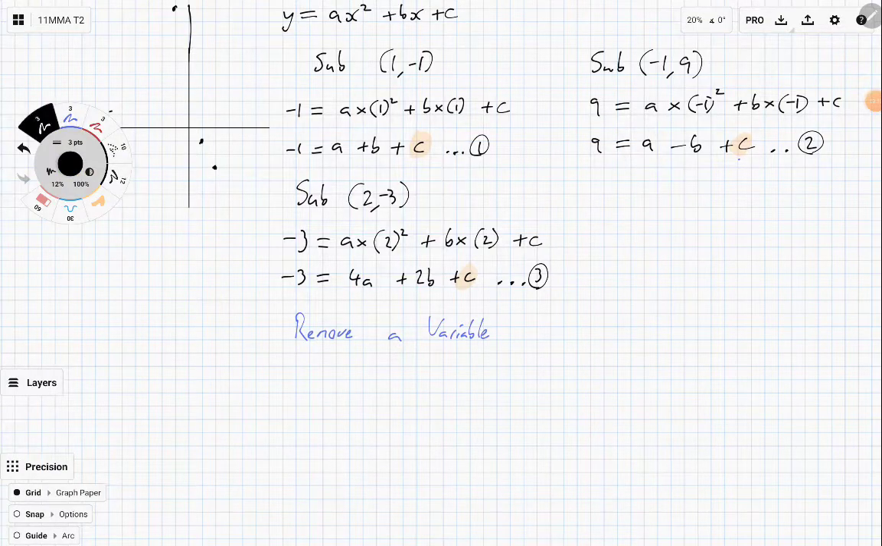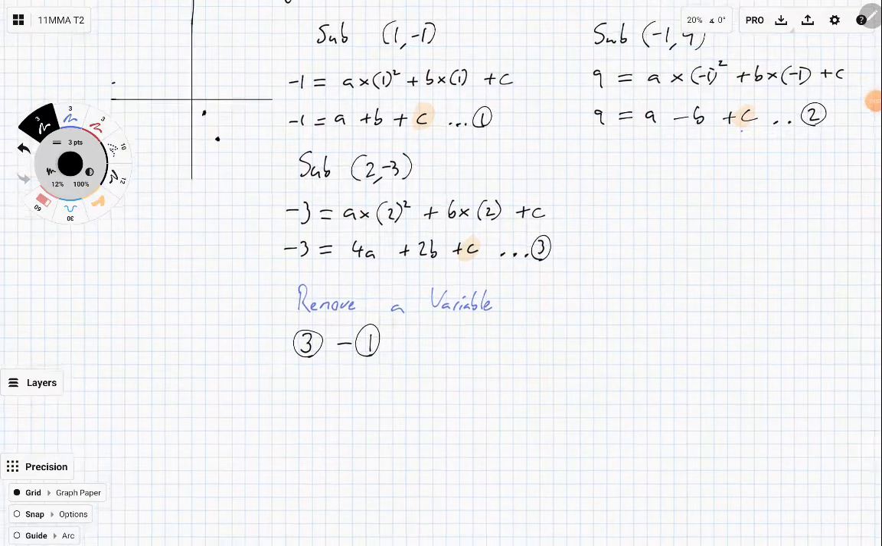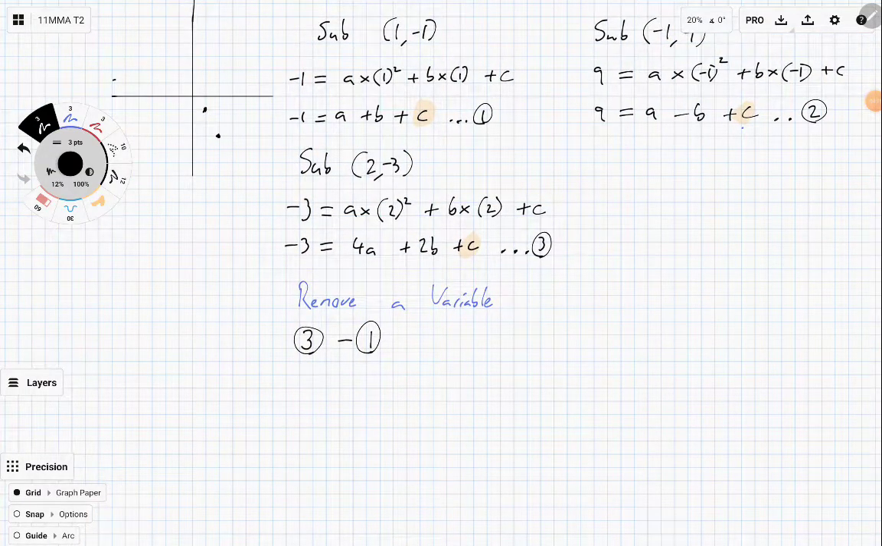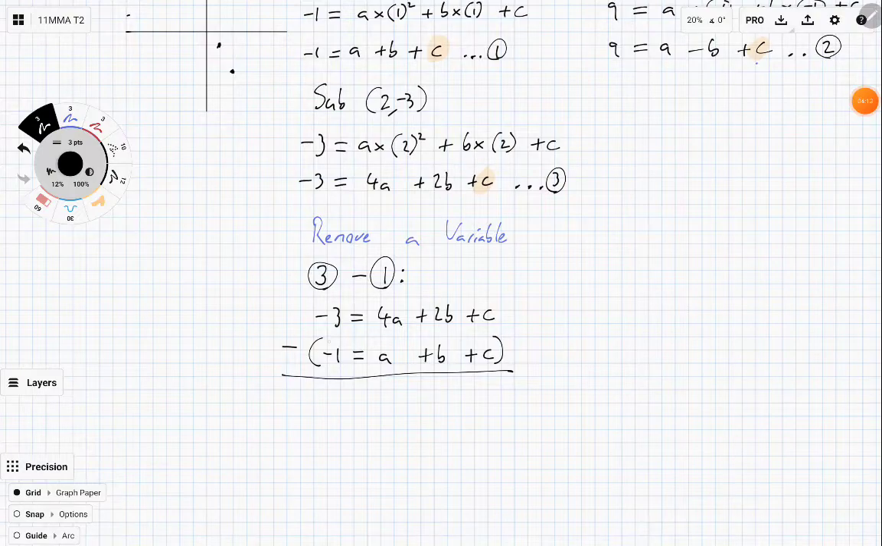Alrighty, I'm going to start with equation 3, because equation 3 has the highest coefficients. I don't care that it's got a negative on the left-hand side. I'd rather keep the letters in front of a positive. So let's go 3 minus 1. I'm going to copy out 3 and 1. So 3 minus 1, that's equation 3, that's equation 1.